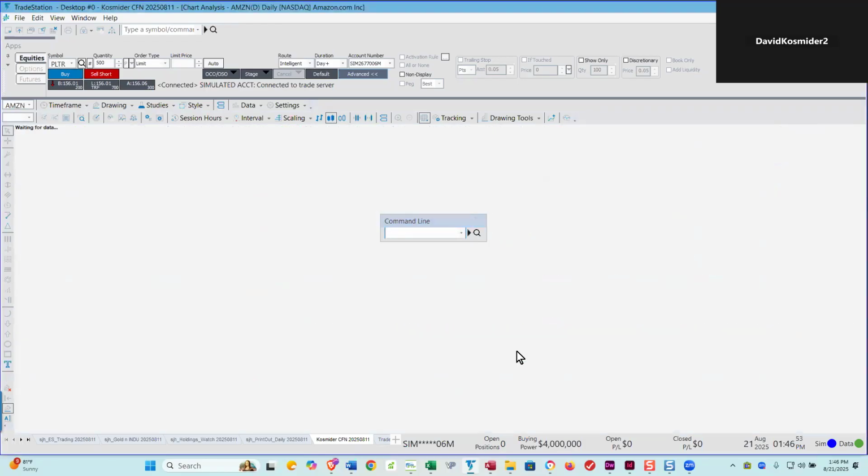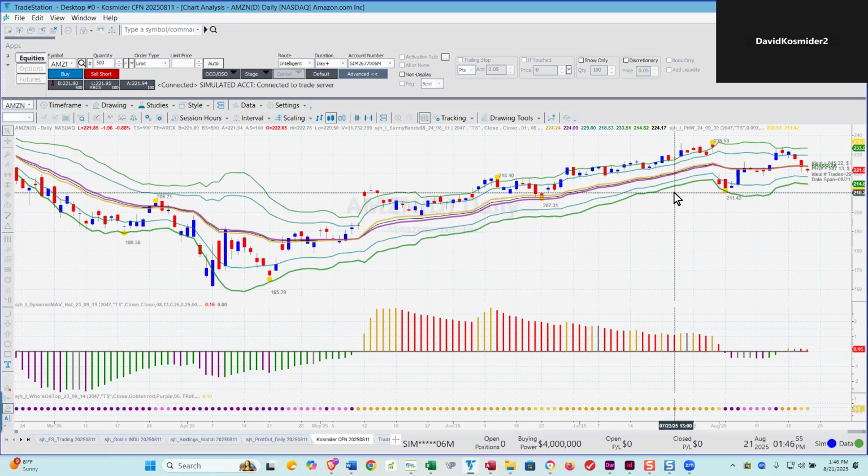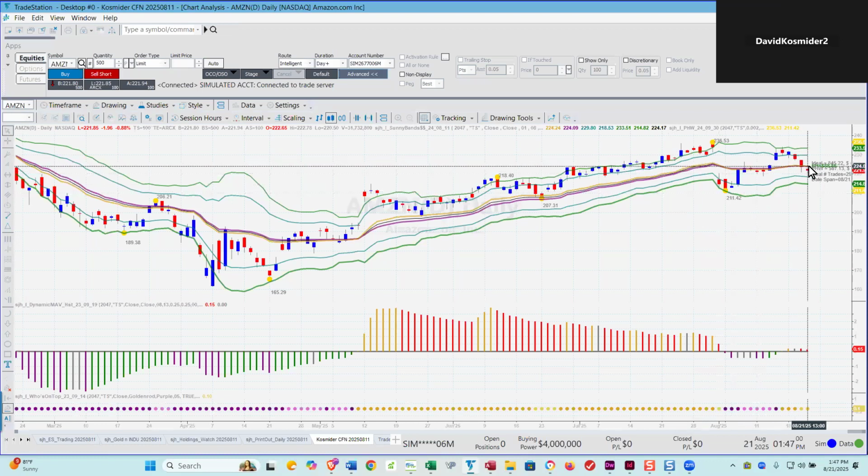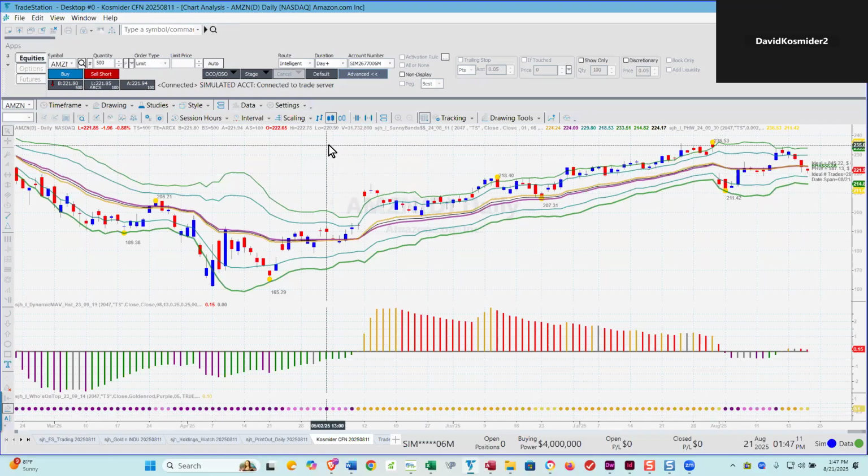AMZN, Amazon. And it's shaped the same way as Palantir is. So it's going to go on down to the lower inner band or the lower outer band, which is at 214. So I think we've got some downside to go on Amazon.